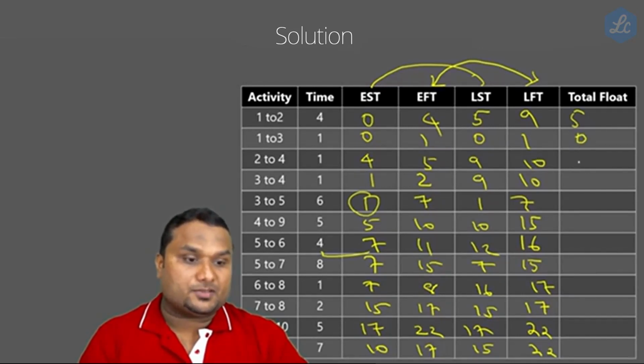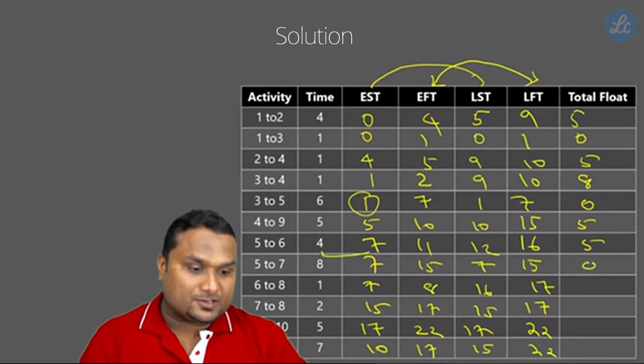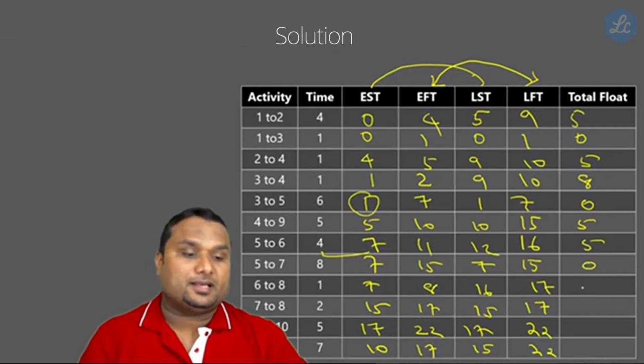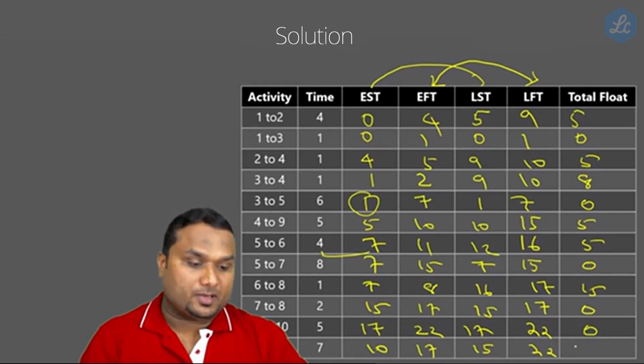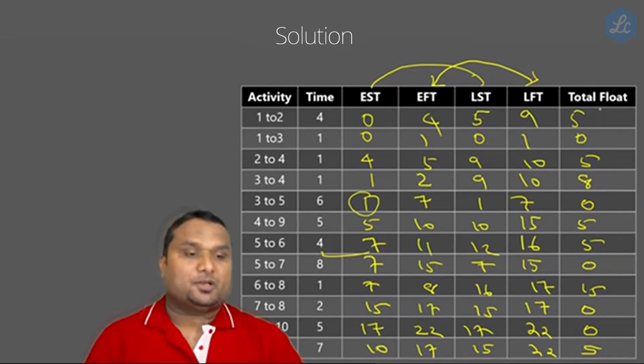Next is 10 minus 5, which is 5. Next is 10 minus 2, which is 8. Next is 7 minus 7, it is 0. Next is 15 minus 10, which is 5. Next is 16 minus 11, which is 5. Next is 15 minus 15, which is 0. Next is 17 minus 8, which is 9. Next is 17 minus 17, which is 0. Next is 22 minus 22, which is 0. Next is 22 minus 17, which is 5. Now we got the total float.